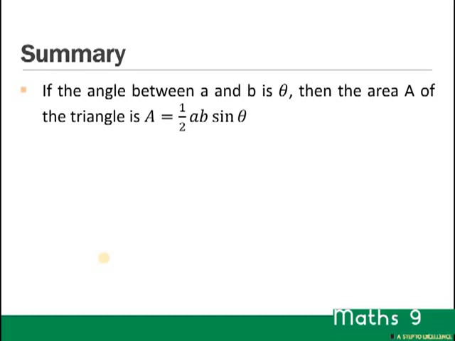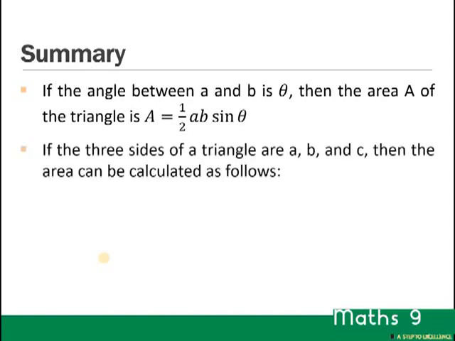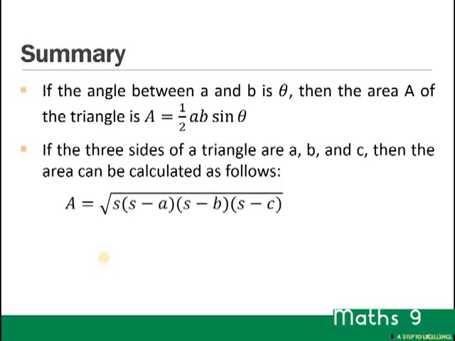To summarise, if the angle between A and B is theta, then the area A of the triangle is A equals a half AB sine theta. If the three sides of a triangle are A, B and C, then the area can be calculated as follows. A equals the square root of S times S minus A times S minus B times S minus C, where S equals A plus B plus C over 2.